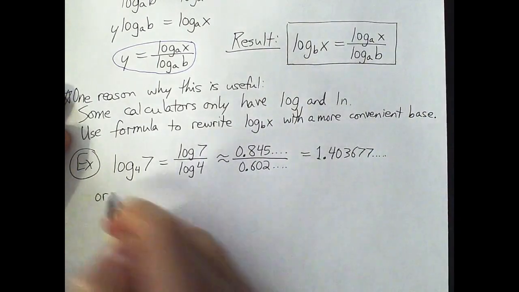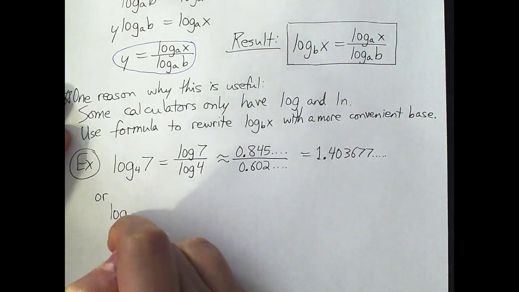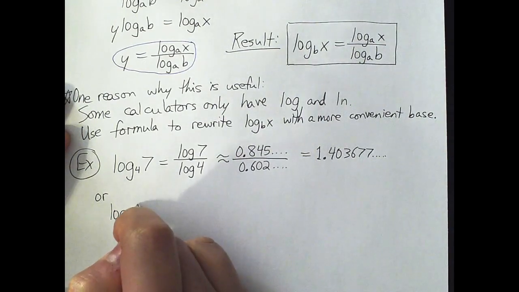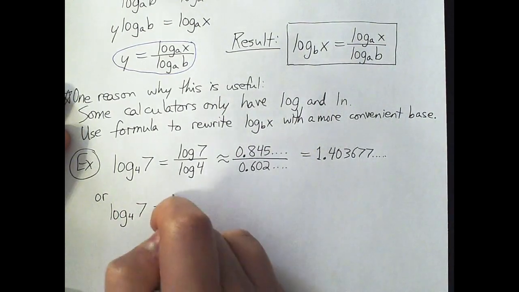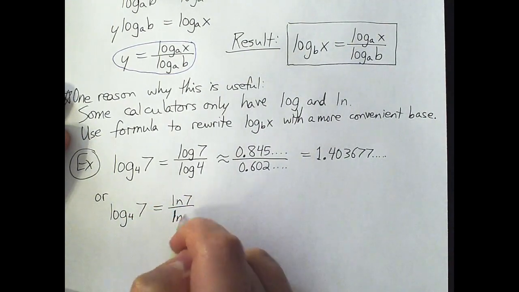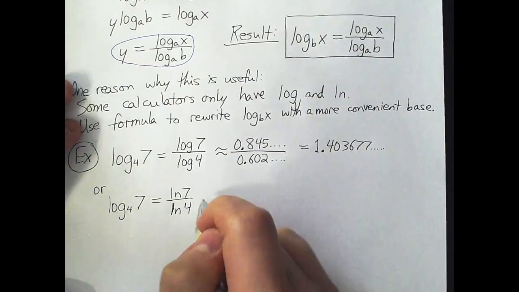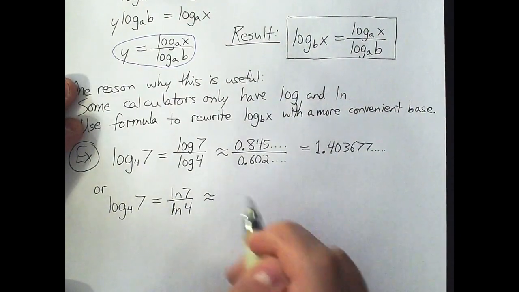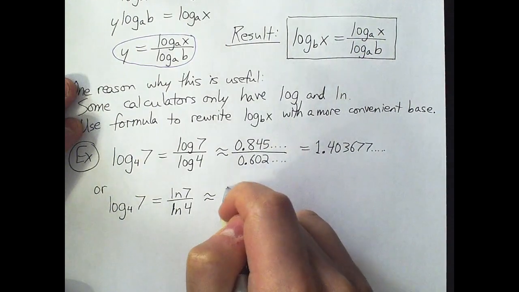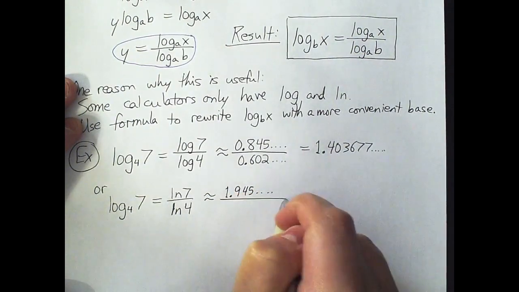Or, what if you say you don't like base 10? What if you say you like base e? You could do this. This is also going to work. Say I've got a calculator with an ln button. I want to do this as ln 7 over ln 4. You figure out ln 7. You figure out ln 4.